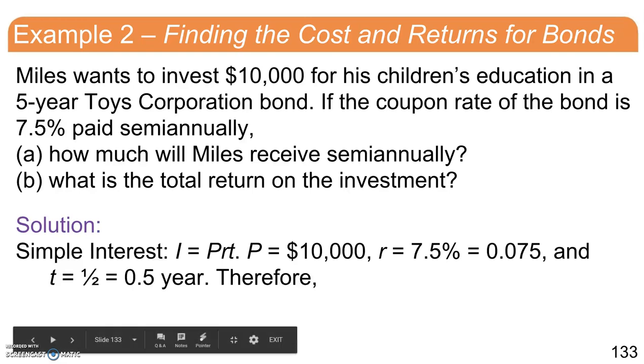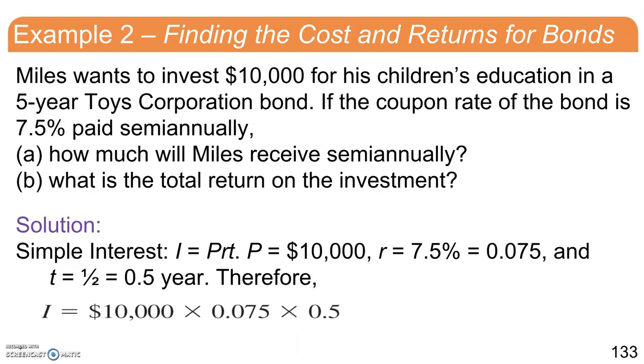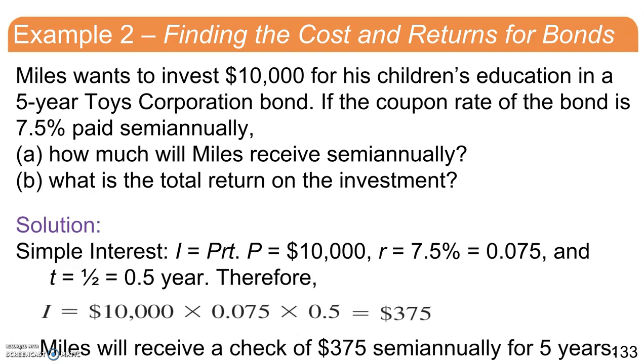And so we're going to see how much is paid semi-annually. So that's a half of a year. We're going to see how much interest he gets in a half year. So every half year he gets $375, and he'll get that for 5 years because the bond is a 5-year bond.